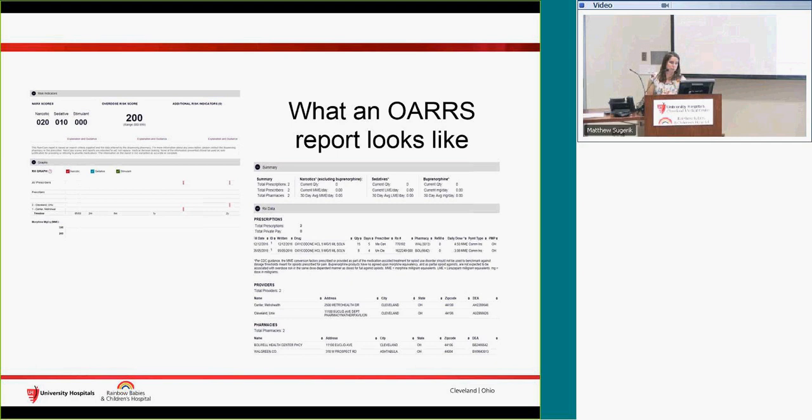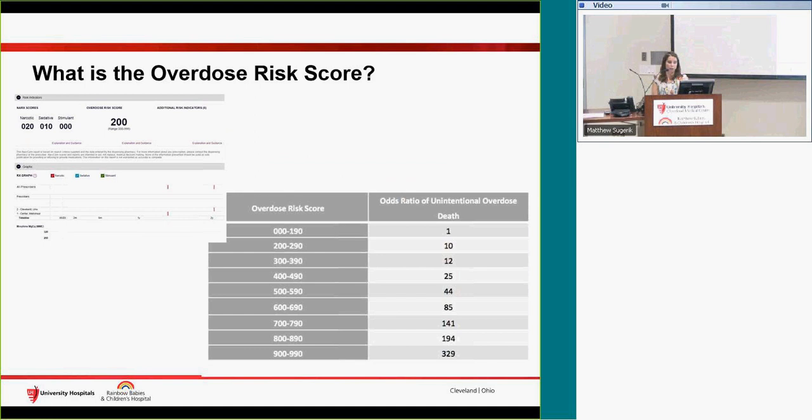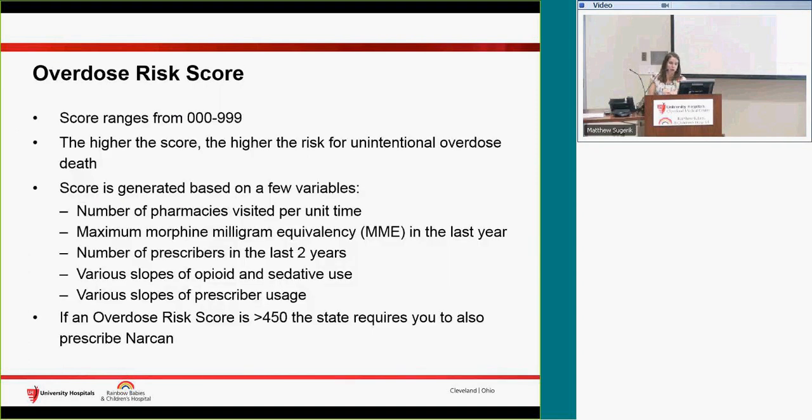It gives you the overdose risk score, and then it also shows you when the patient was prescribed the medication, when they filled it, what it was, how many tablets or how much suspension they were given, who prescribed it, and the pharmacy. Down lower it also gives you information about providers and pharmacies. There is a score. The lower it is, the less likely you're going to have an overdose death. The higher it is, the more likely. So just keep that in mind.